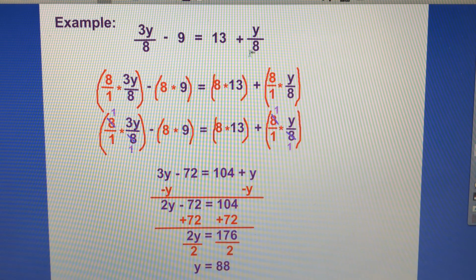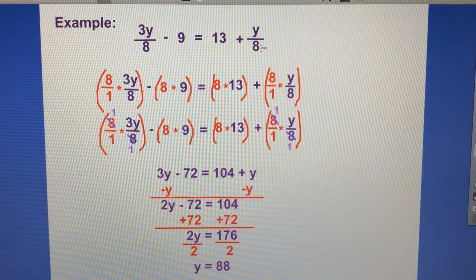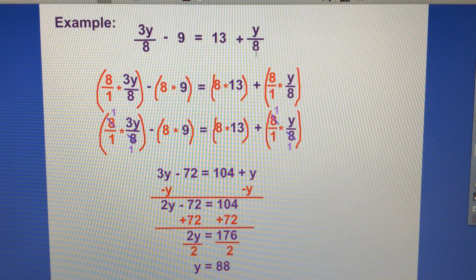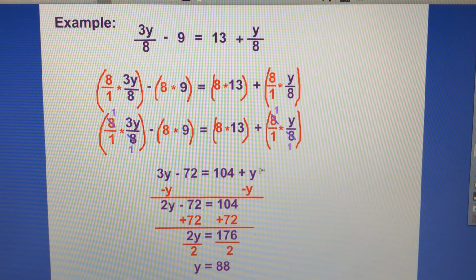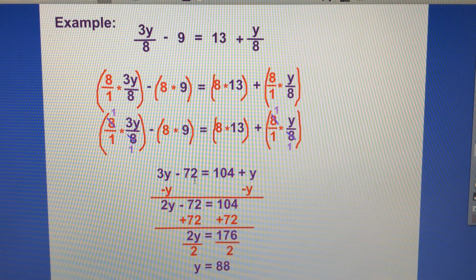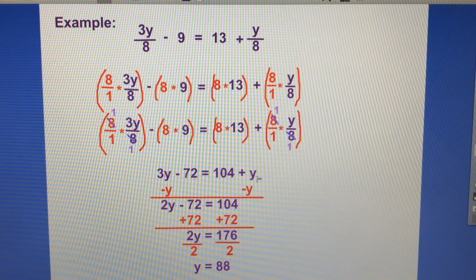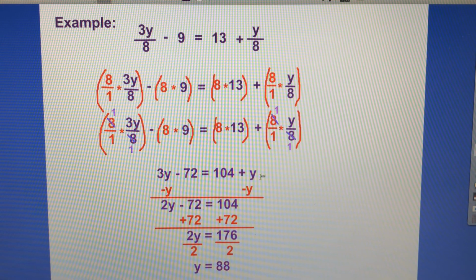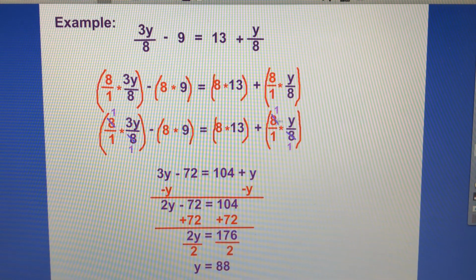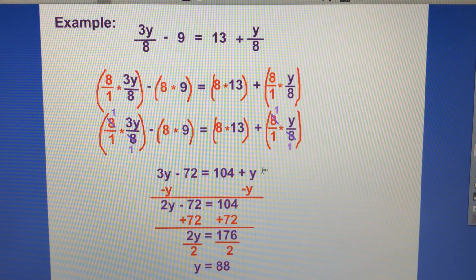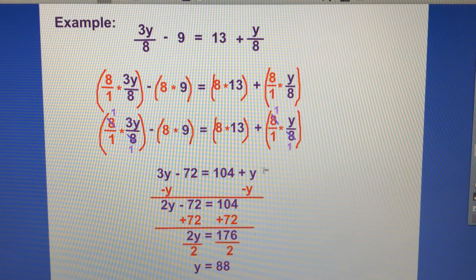I have a common denominator. It's 8. Okay, I can't just get rid of it. I still have to multiply every term by 8. I do that, cross-cancel, and I have an equation. 3y minus 72 equals 104 plus y. Once you understand this multiplying by the common multiple, also the common denominator, you eliminate fractions. And that's our goal, eliminate fractions.